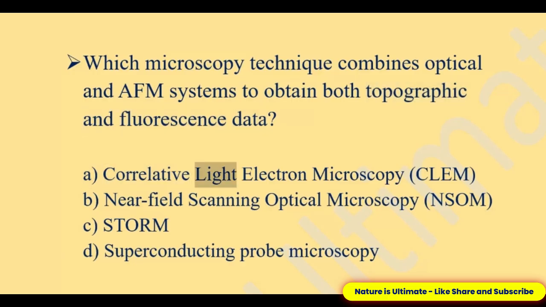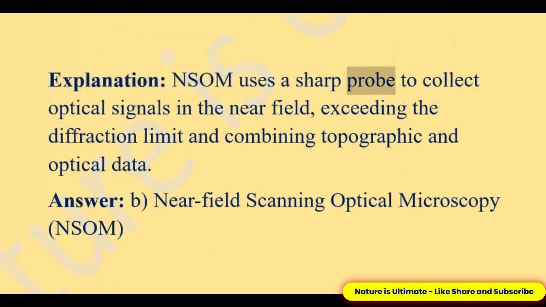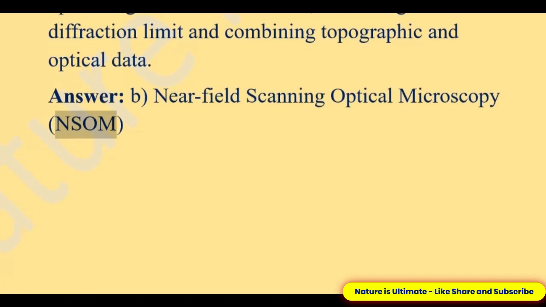Which microscopy technique combines optical and AFM systems to obtain both topographic and fluorescence data? A. Correlative light electron microscopy, CLEM. B. Near-field scanning optical microscopy, NSOM. C. STORM. D. Superconducting probe microscopy. Explanation: NSOM uses a sharp probe to collect optical signals in the near field, exceeding the diffraction limit and combining topographic and optical data. Answer: B. Near-field scanning optical microscopy, NSOM.